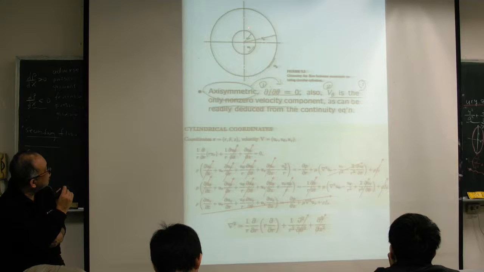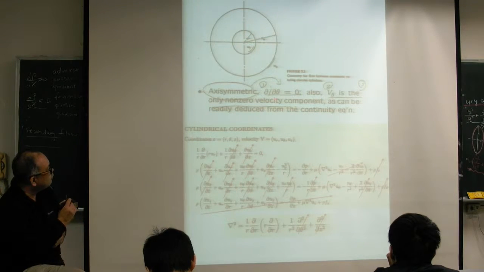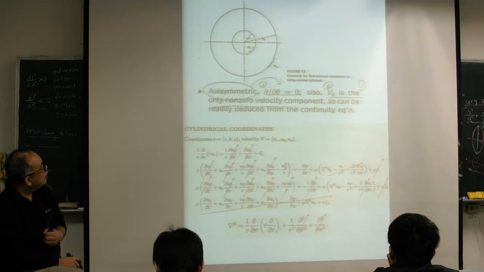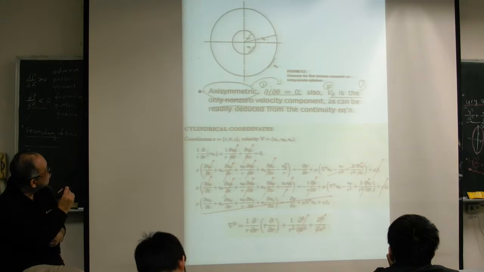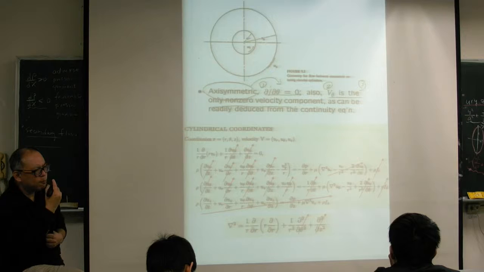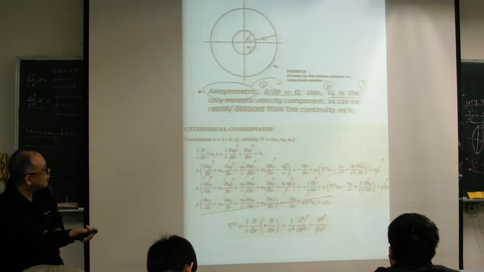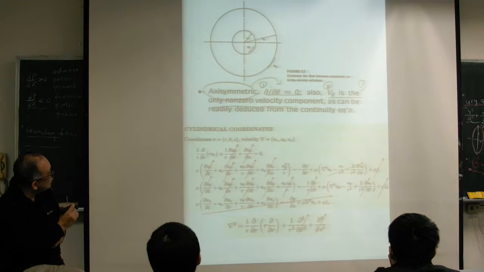We take a velocity cross section here to find the velocity profile, and the velocity profile should be the same. So any term related to partial theta should be equal to 0. That's axisymmetry. Since we have the rotating cylinder here, we only have a v theta direction velocity. We don't have any vr or vz. So the only non-zero velocity component is v theta.